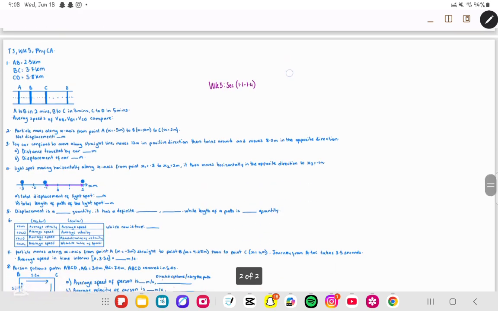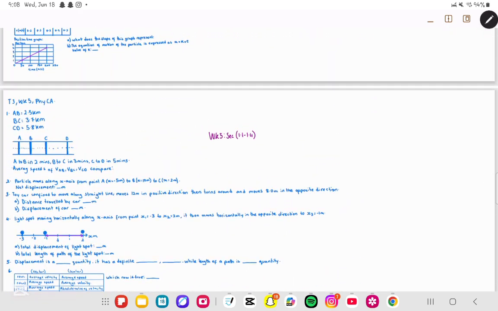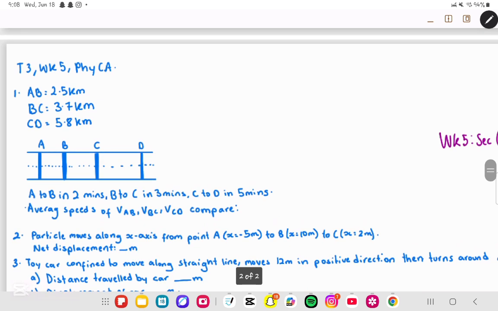We'll move on to the next part. Term 3, week 5, physics CA. So they told us AB is 2.5 kilometers, BC is 3.7 kilometers and CD is 5.8 kilometers. They said A to B in 2 minutes, B to C in 3 minutes, C to D in 5 minutes, and then they want us to compare the average speed or velocity of AB, BC, and CD. So how do you find the average speed or the average velocity?